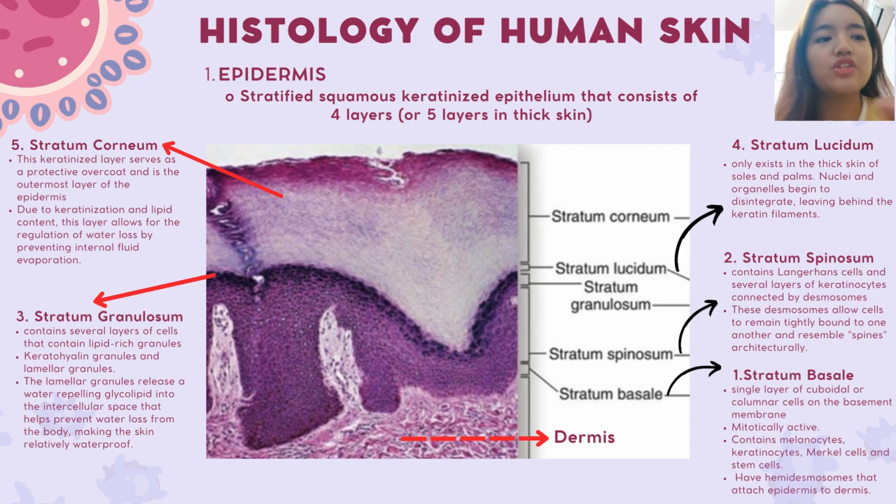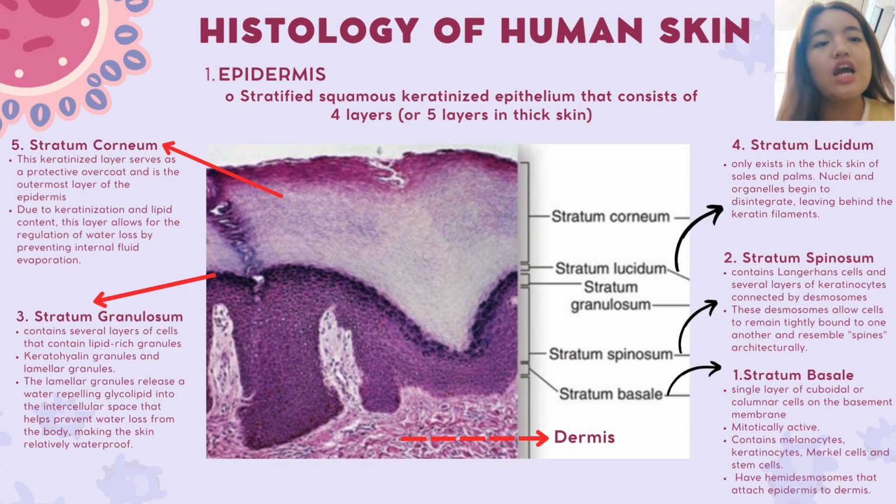First, let's see the stratum basale layer. Stratum basale is the deepest layer of the epidermis. It is a single layer of cuboidal or columnar cells on the basement membrane. It is mitotically active and it contains melanocytes, keratinocytes, Merkel cells, and stem cells. It has hemidesmosomes that attach the epidermis to the dermis.